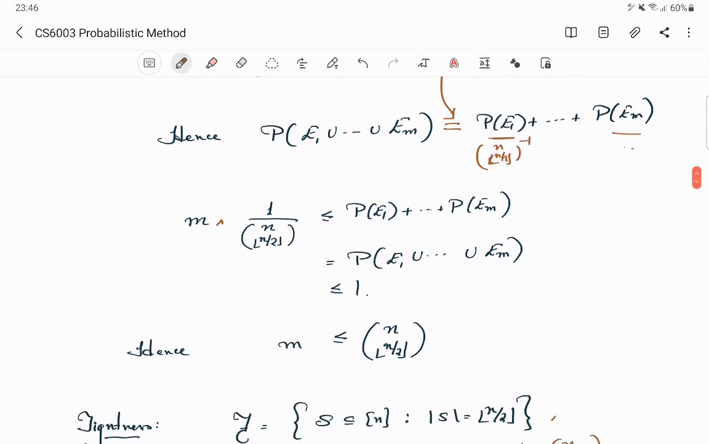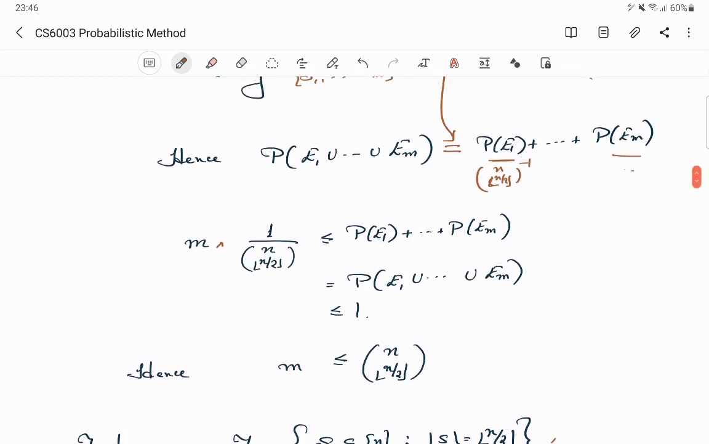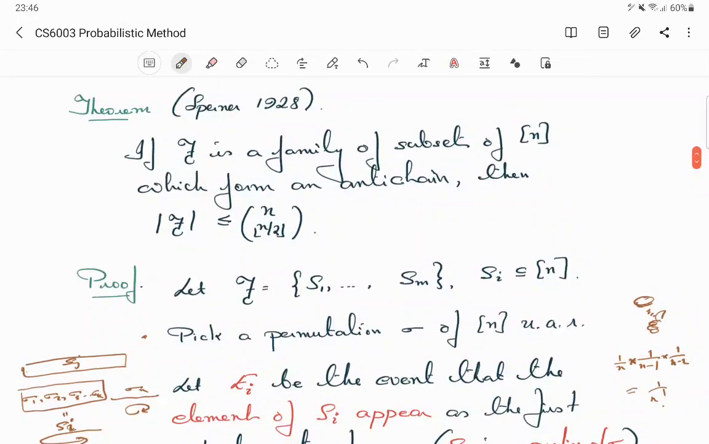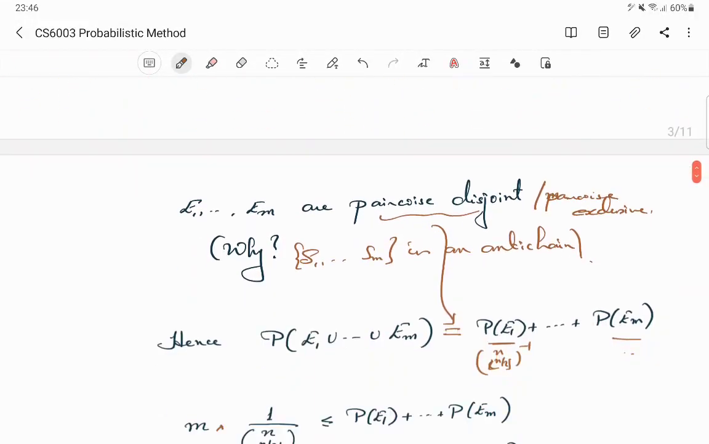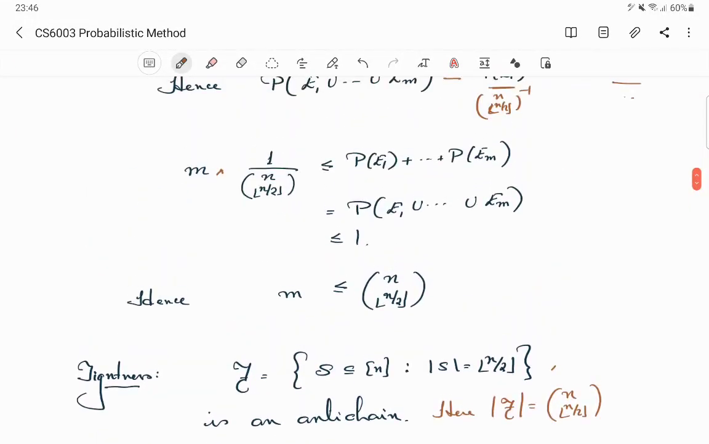Now if you put it together, it looks like, again suddenly out of the blue, that m would be less than or equal to n choose n by 2. And this is Sperner's theorem, right? Because what is m? m is the number of sets in the family. This is the size of the antichain, and this is what Sperner's theorem stated: that it is at most n choose n by 2. And I also mentioned that this turns out to be tight.